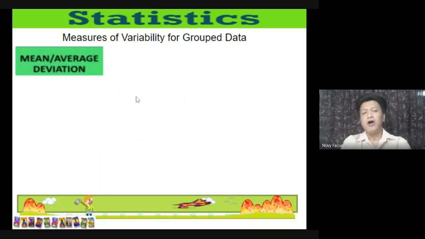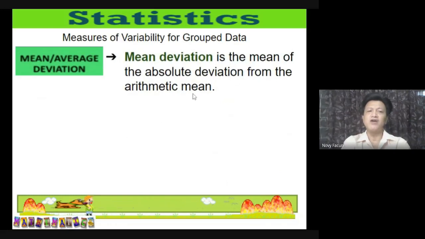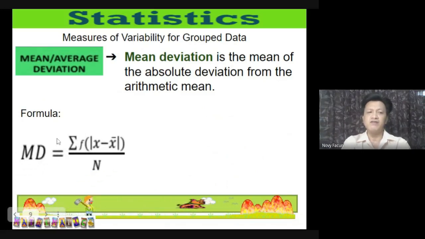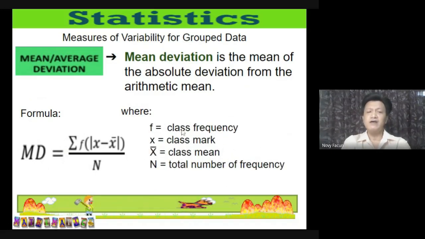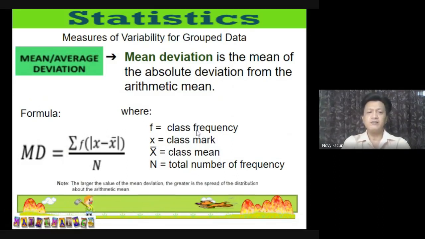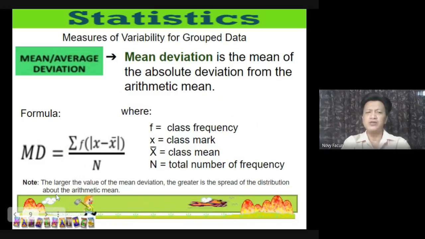Okay, let's proceed now to mean or the average deviation. When we say average deviation, this is the mean of the absolute deviation from the arithmetic mean. So the formula for the group data, we have this: MD, which stands for the mean deviation, is equal to the summation of the product of the frequency and the absolute deviation divided by N. Dapat alam natin yung mga bawat name ng part of the formula. F is the class frequency, X is the class mark, X bar is the class mean, and N is the total number of frequency.